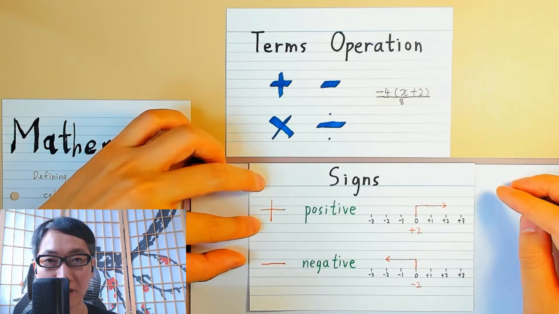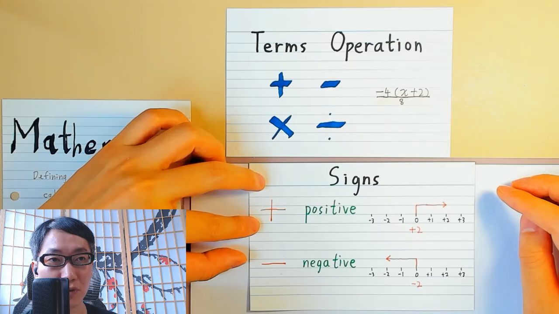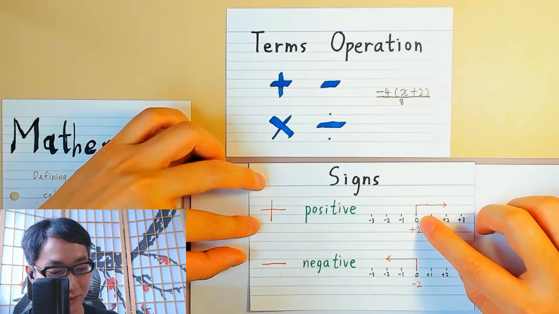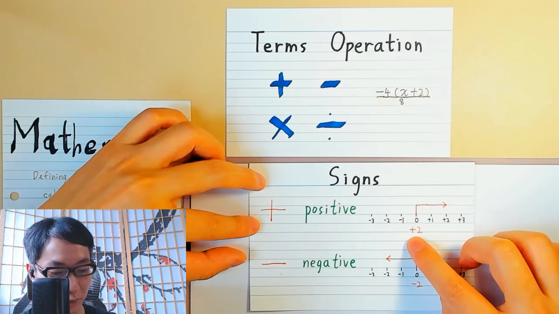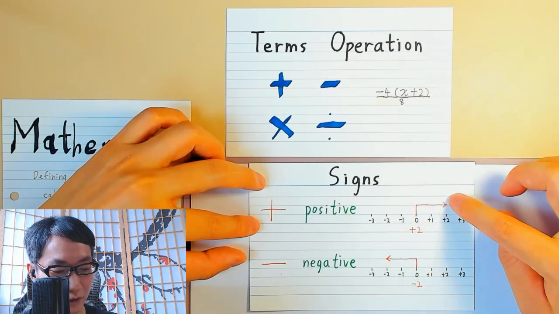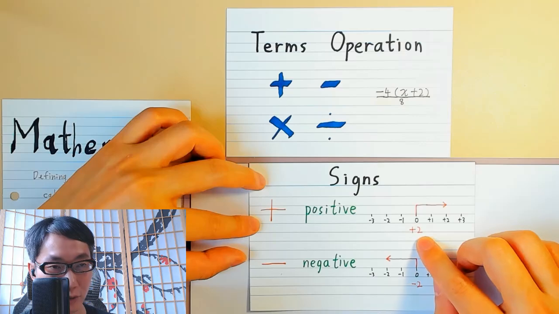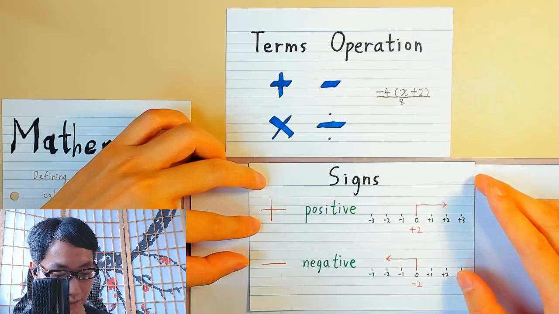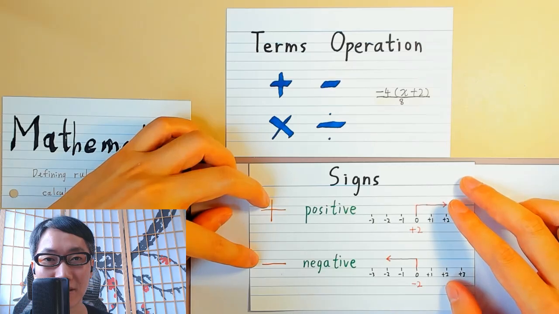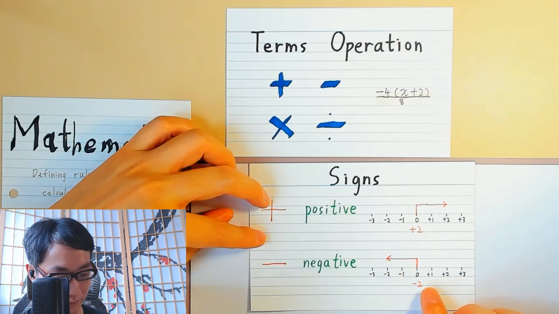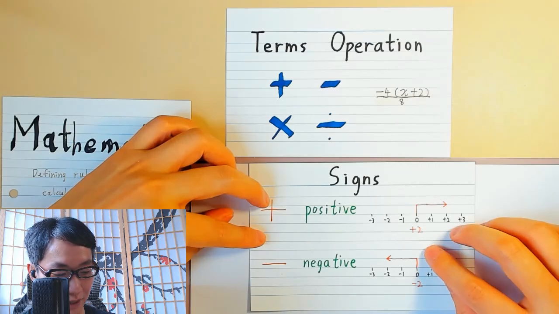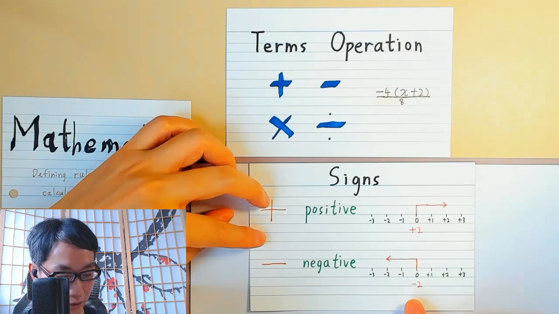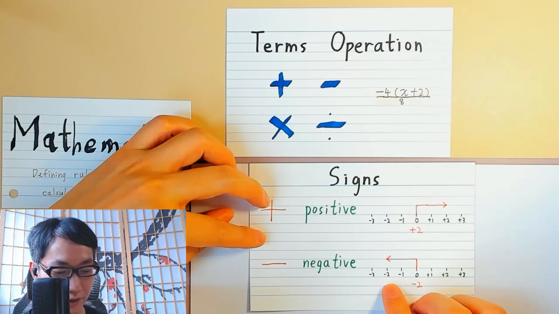A positive sign tells us to go to the positive direction. So here we start from 0. There's a positive sign. We go to the positive direction. By how many? By 2. So we are here. A negative sign tells us to go to the negative direction. So we start from 0 and we go to the left by 2. And we are here.